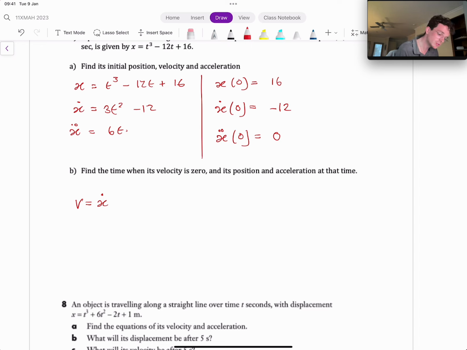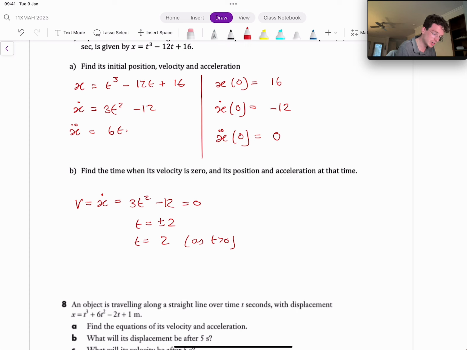So velocity is equal to x dot, which is equal to 3t squared minus 12. We're making that equal to 0. Bit of equation solving, you'll get t is plus or minus 2. So therefore t is 2, as t must be greater than 0. I'm not sure whether you actually have to specify that according to the HSC markers, but there's no harm in doing it, just saying as t is greater than 0.